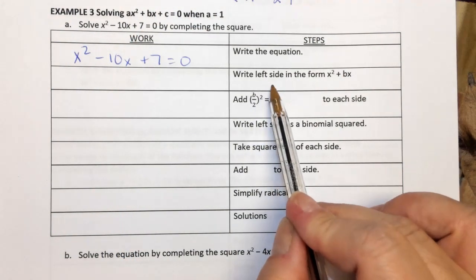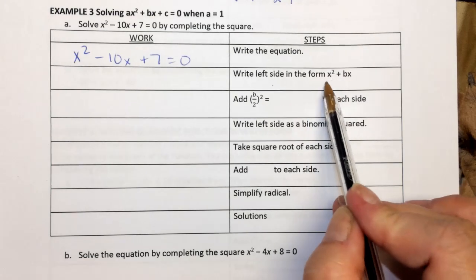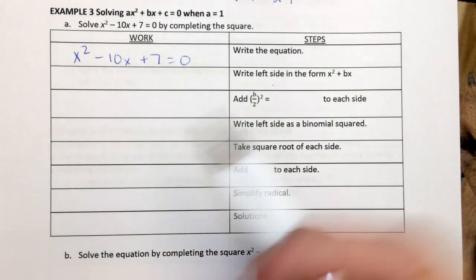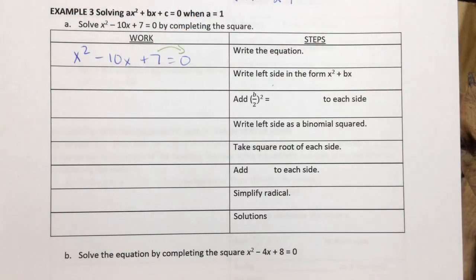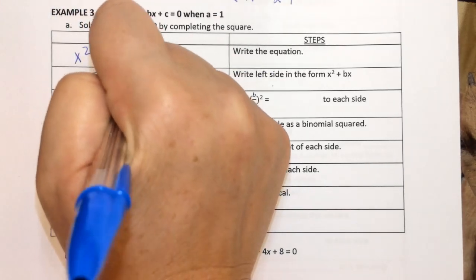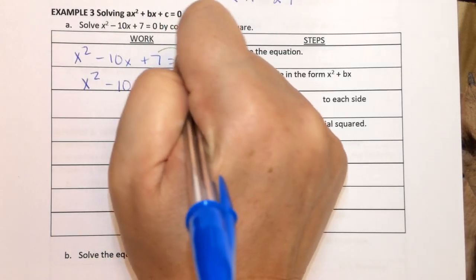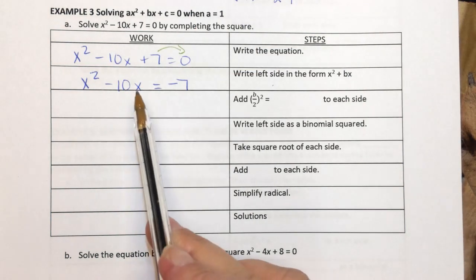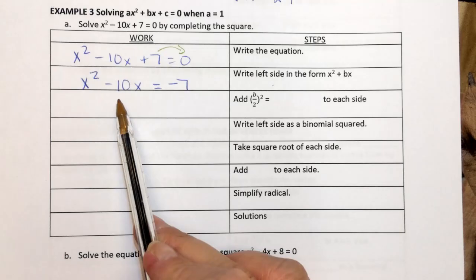Right, left side in the form of x squared plus bx. So that means that we want to move this 7 to the other side. In order to move it to the other side, I have to make it the opposite. So we're going to have x squared minus 10x equals negative 7. Now here's where what we just did comes in.